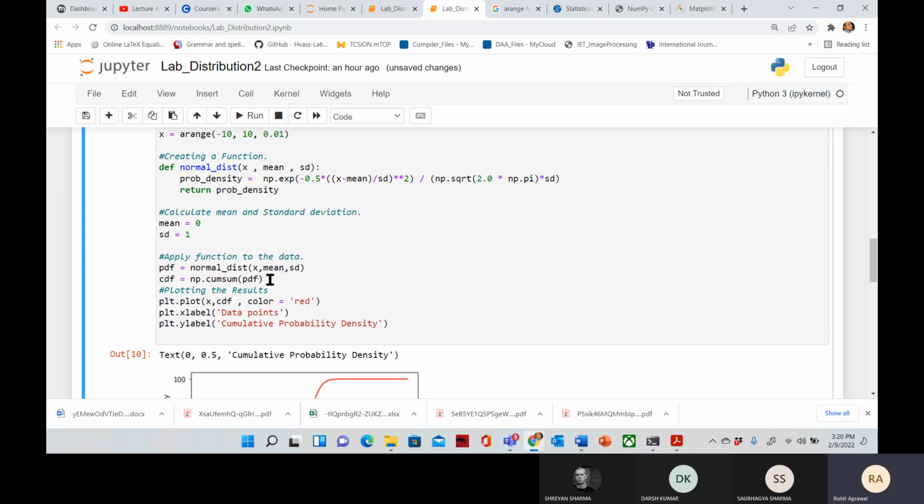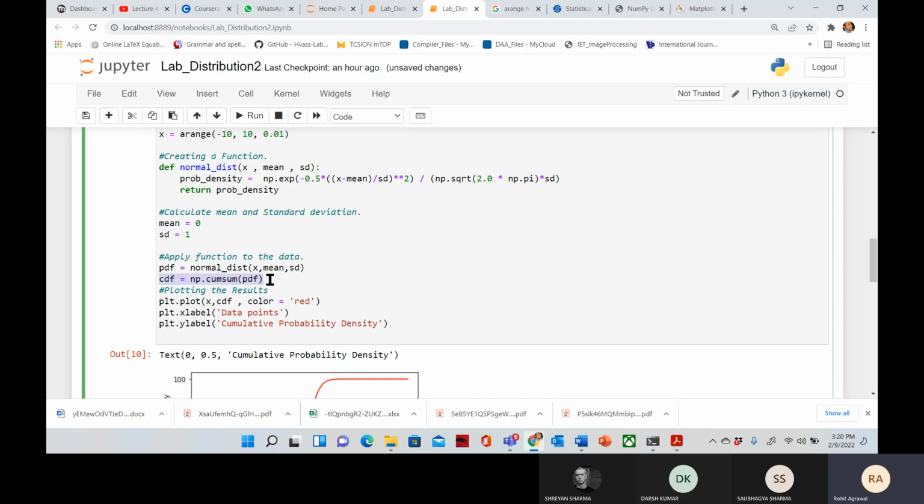What happens in a cumulative density function? We just need to cumulatively add the frequency or probability. Am I right? Yes, sir. So we just need to write this single extra line: np.cumsum, that is called cumulative sum. That's why I told you NumPy is very important when we are working with numeric data. In NumPy we have cumsum.